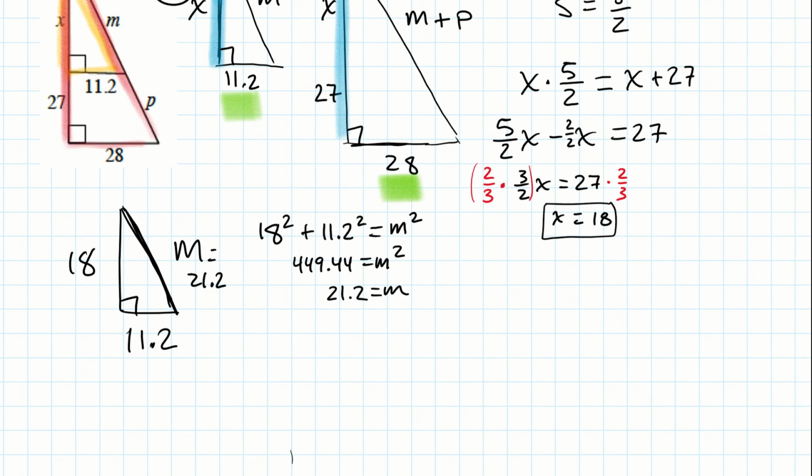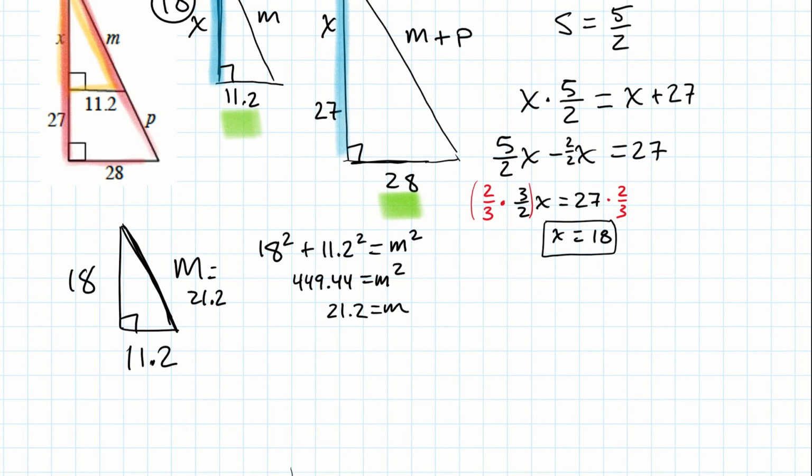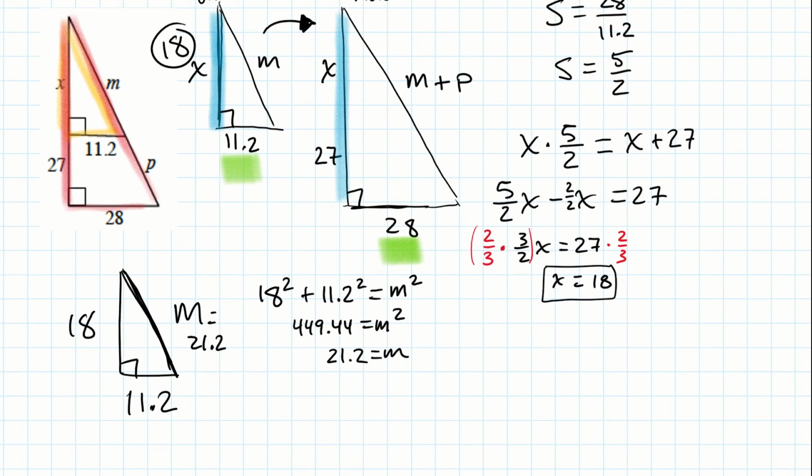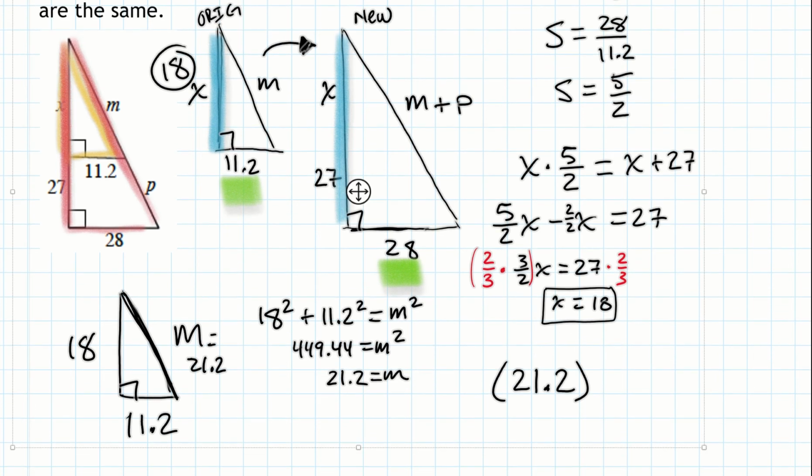So now that I know what m is, and now that I know what x is, I can figure out the last piece here. And actually, I'm going to use the scale factor again. I like how that works. The idea is if I take a dimension on the small triangle, which is m, this time m I know is 21.2.